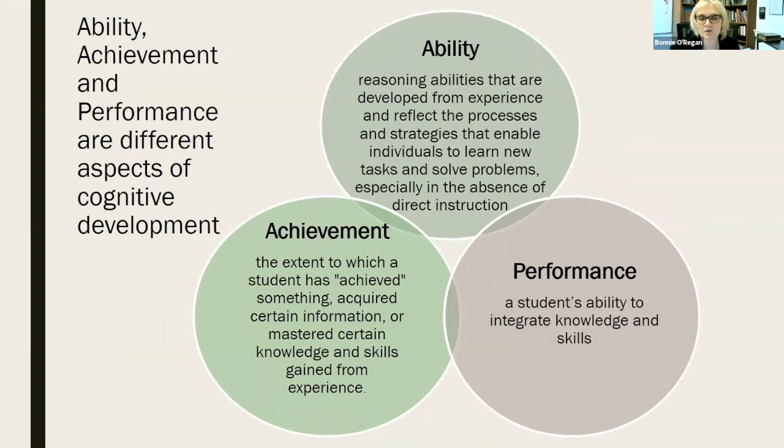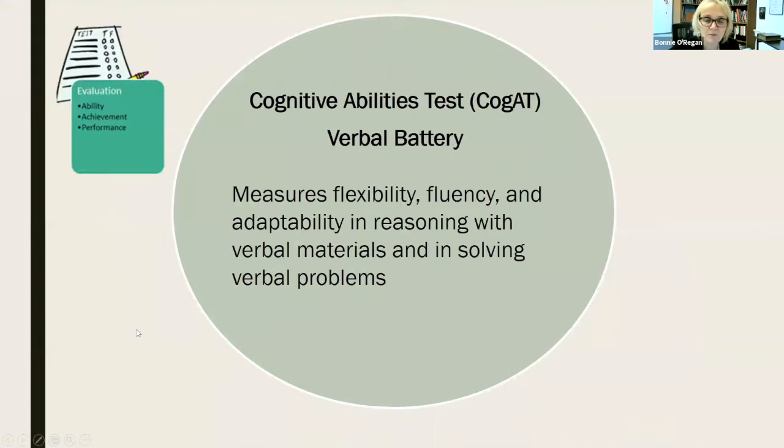So ability, achievement, and performance are different aspects. Ability is your reasoning. How well do you reason with the symbol system associated with reading or math. In this case, reading would be the symbol system of language, words, or with math, the symbol system of numbers. Achievement is what the students know. How do they understand? Have they mastered the skills that either they've been exposed to directly or indirectly? And performance is that integration of that knowledge and skills to create their own knowledge.